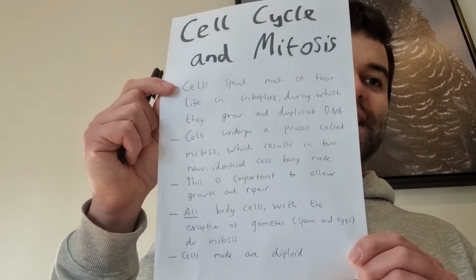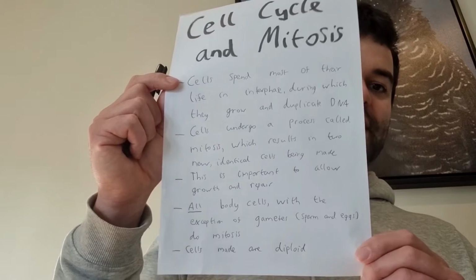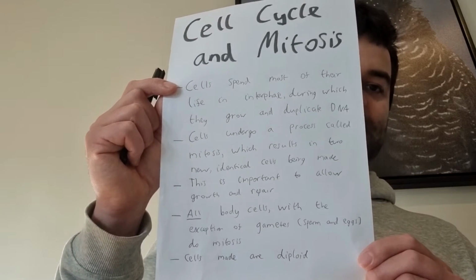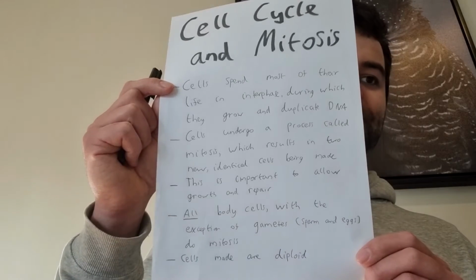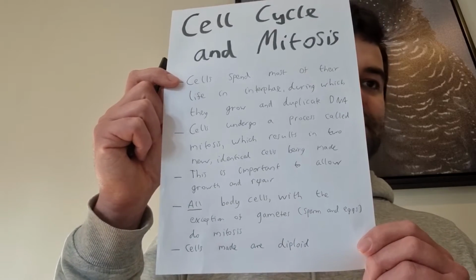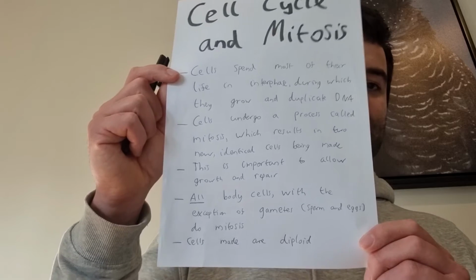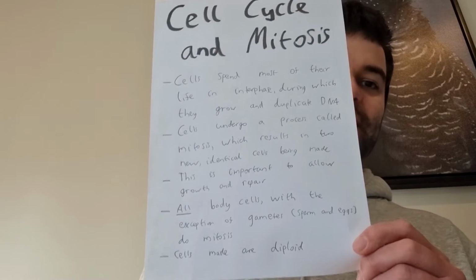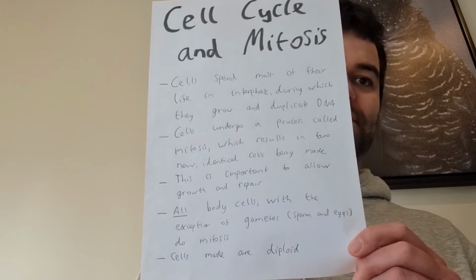The one exception is the gametes. So gametes are sperm and eggs. They're made through a process called meiosis, which we'll study later in the week. We call the cells that have been made diploid. So the cells made through mitosis are diploid, meaning they have two sets of each chromosome.